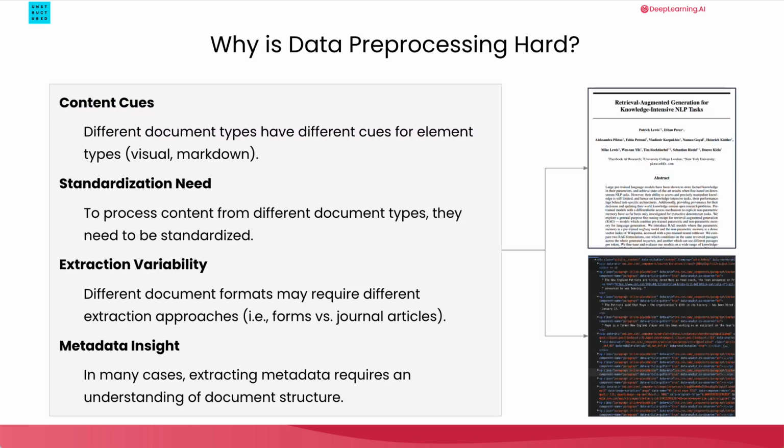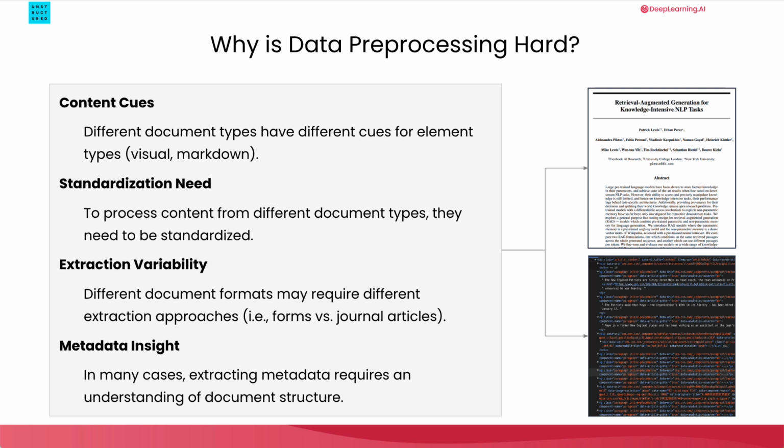So why is data preprocessing hard? Well, there are a few reasons. First, different document types have different content cues. So an HTML file, for example, may use tag names to give an indication as to whether a piece of text is a title or a list. PDFs will have visual cues, so an entirely different cue. And so being able to preprocess all of these different document types in a common manner requires you to understand how different document types indicate what a different element is in that document type.